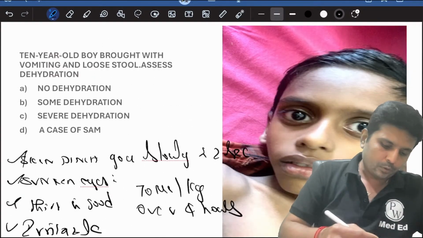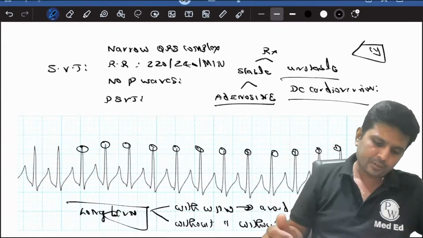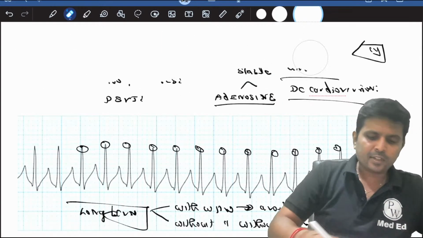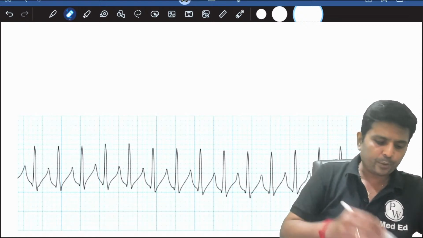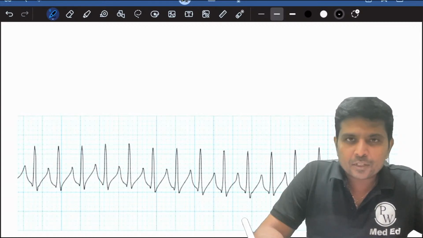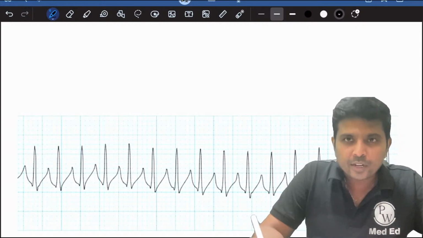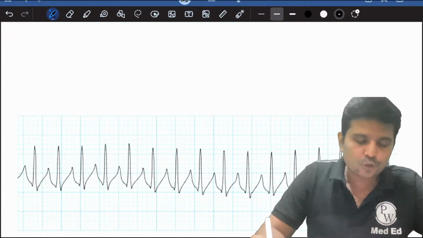Okay, now what is this, my dear boys and girls? The only ECG that can be asked for you in pediatrics is supraventricular tachycardia, SVT.